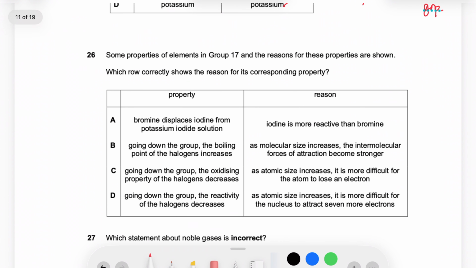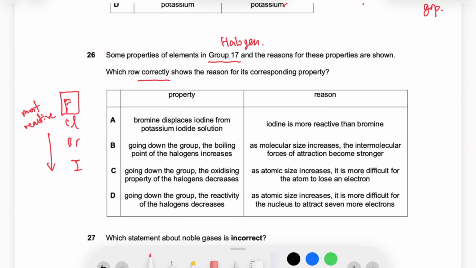Moving on, question 26. Now it is group 17, your halogens. Which row correctly shows the reason for the property? Let's look at them one by one. Bromine displaces iodine. True, because if you look at your periodic table, F, Cl, Br, and iodine, fluorine is the most reactive, then reactivity decreases down the group. So bromine is more reactive than iodine, so it displaces, yes, it's true.